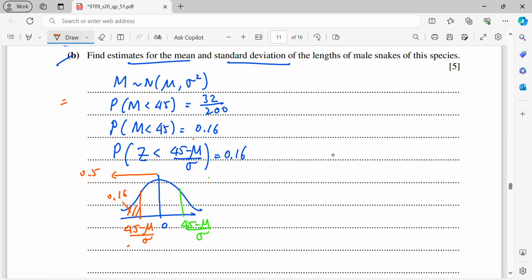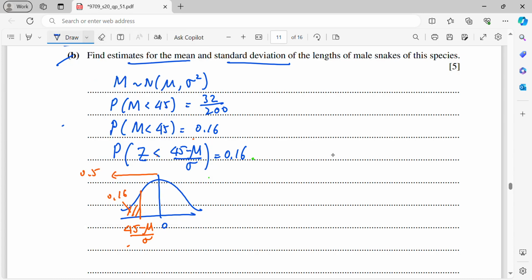But if you choose the green line, this whole region is already exceeding 0.5. So this total probability of Z less than the green line should be more than 0.5, which is wrong because now you are given 0.16. So therefore I have to erase the green line. So this is how we check whether it's on the left or on the right.